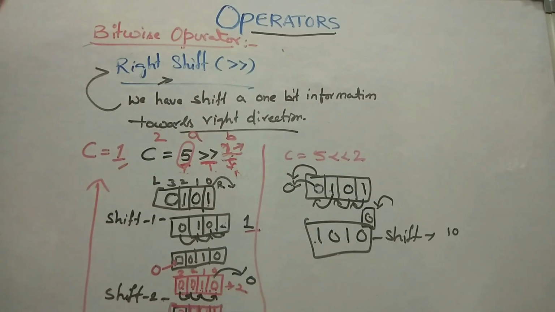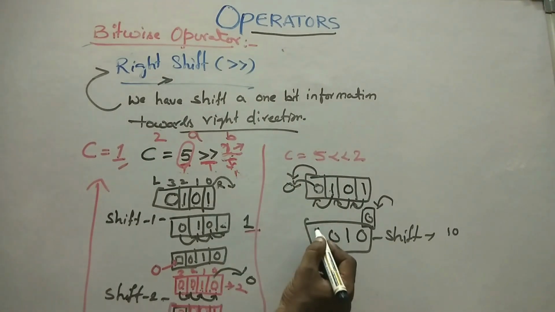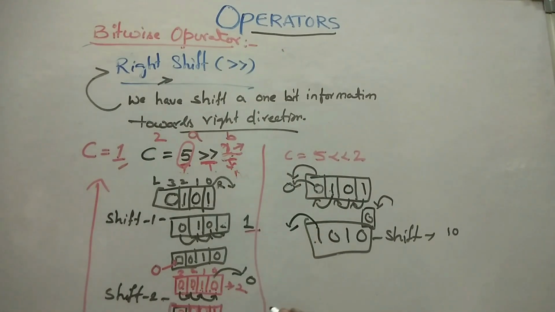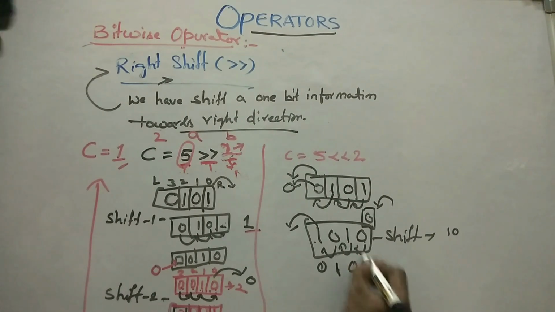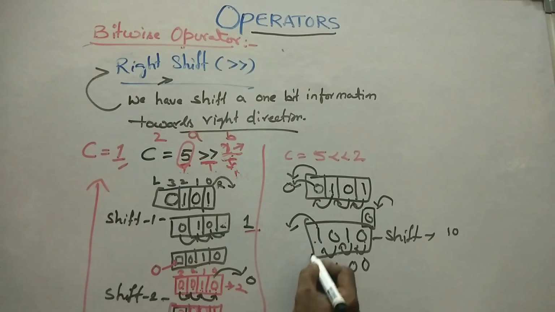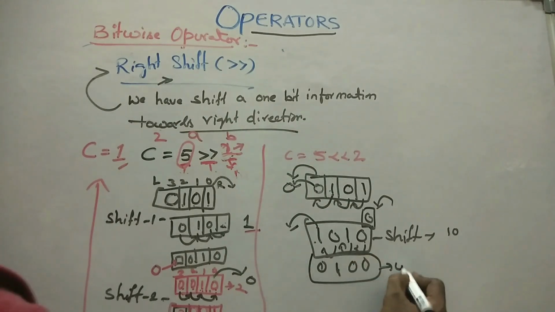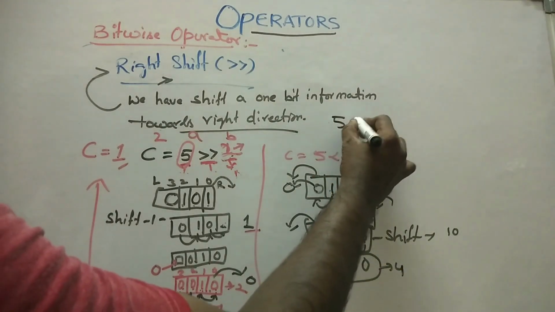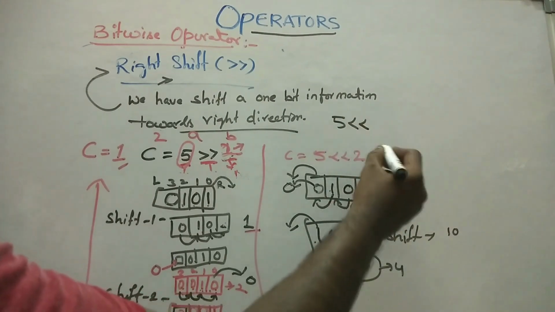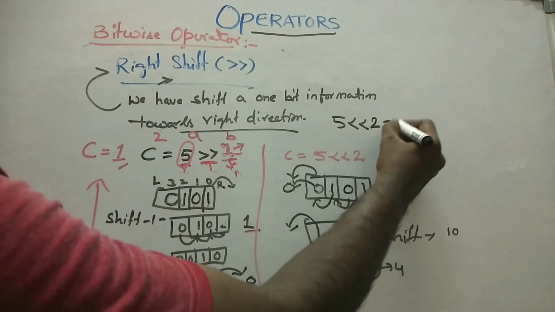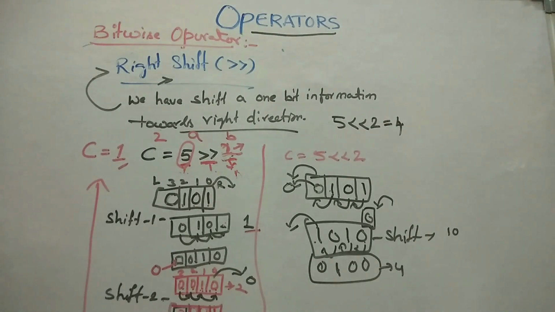Suppose you have to perform one more shift, then again this 1 will come to the outside. Now in this place we can place the 0. Here we can place the 1. Here we can place the 0. Again there is an empty place. That empty place is filled by the 0. Now what is the equivalent decimal value? It is 4. That means if we move 5 by 2 shifts towards the left direction, we get the output as 4. Clear?